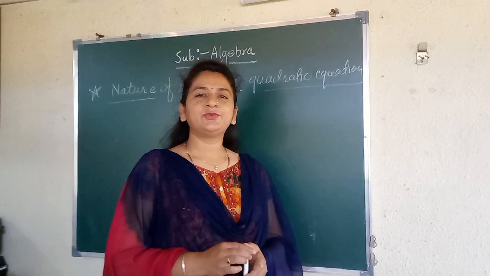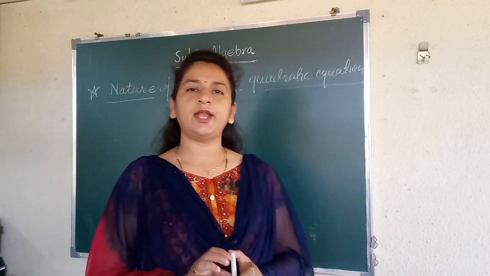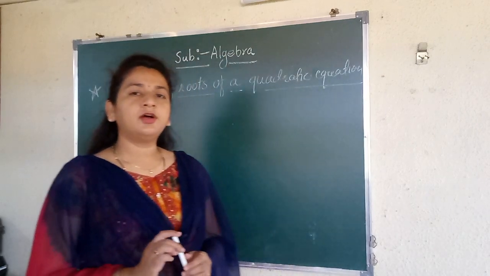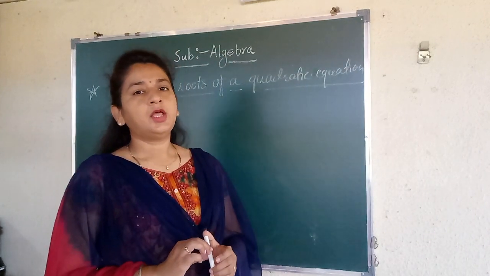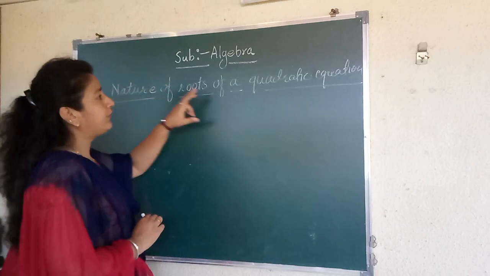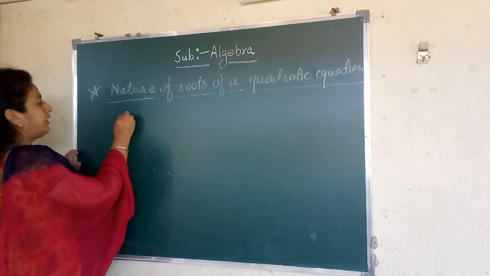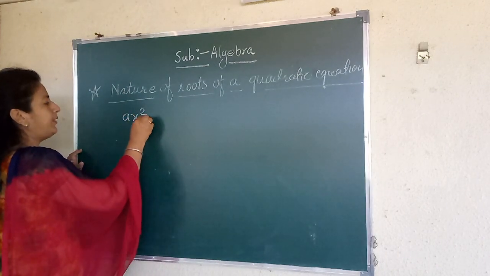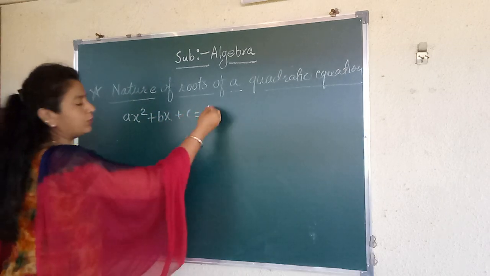Hello students, today we are going to learn the nature of roots of a given quadratic equation. We have learned the formula to find the roots of a given quadratic equation. Now we are going to learn what the nature of the roots is. The standard form of a quadratic equation is ax square plus bx plus c is equal to 0.